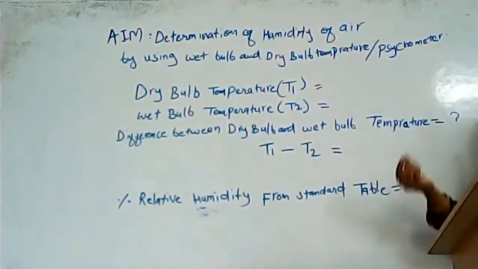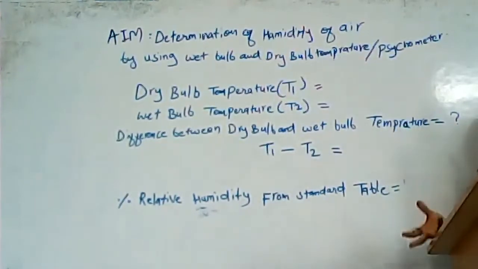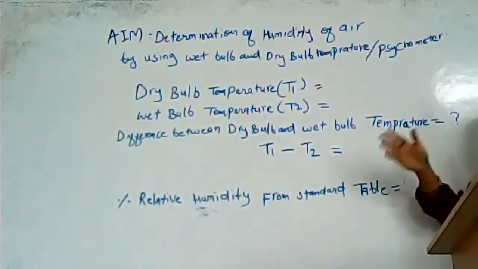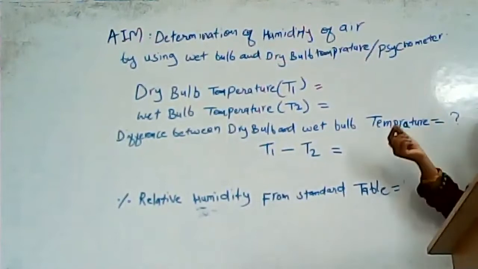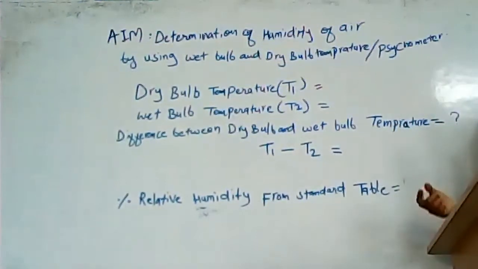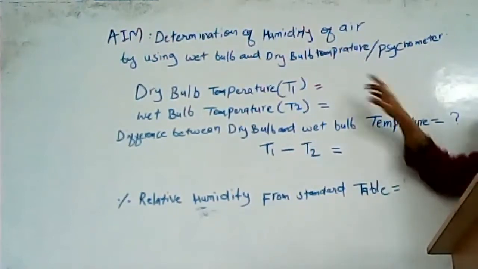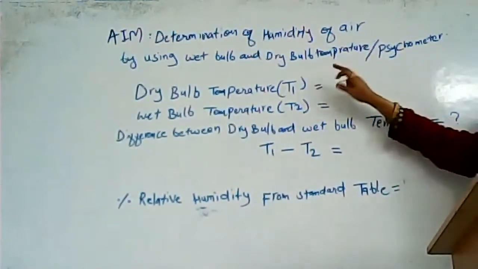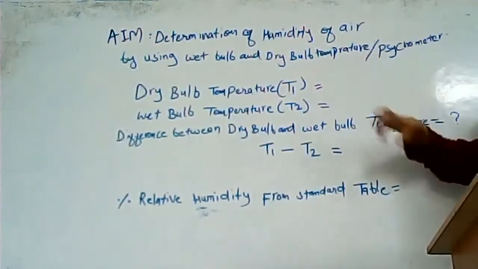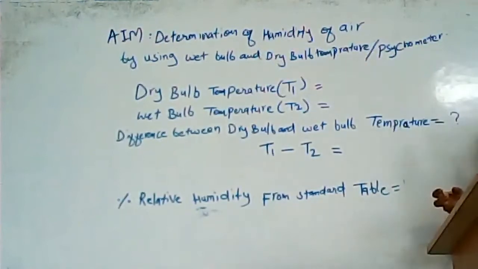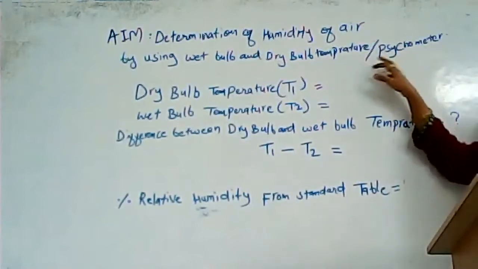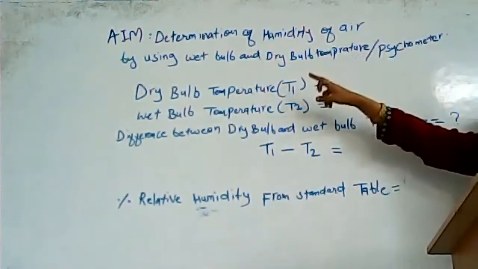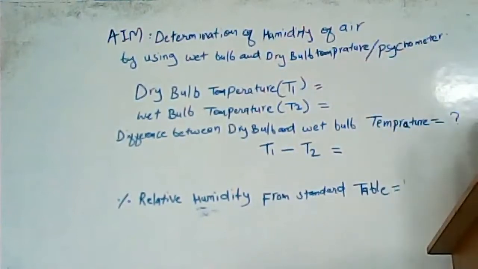When the bulb of your thermometer is in dry condition, the temperature is known as dry bulb temperature. When your thermometer is in wet condition and you are taking that temperature, that is known as wet bulb temperature. We have a device which is known as psychrometer. So in a psychrometer, we can directly determine wet bulb and dry bulb temperature.